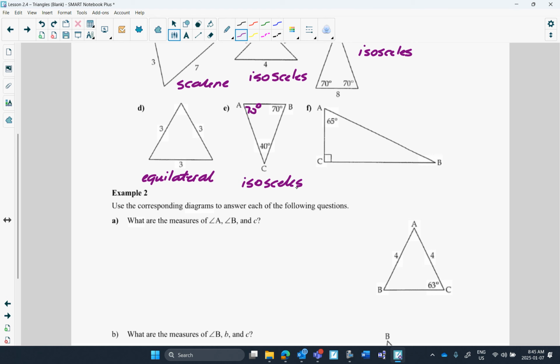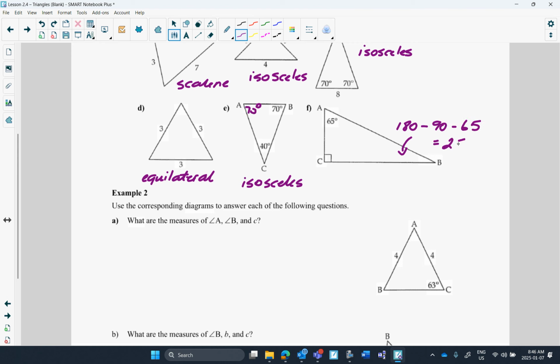F is actually similar. Remember, we know it's a right triangle, but we're asked, is it scaling, isosceles, or equilateral? Well, we know two of the angles. So wouldn't it become a question much like E? What would be the third angle? This one here. We know this is 90. We know this is 65, which means we can find this one. This one is going to be 180 minus 90 minus 65.